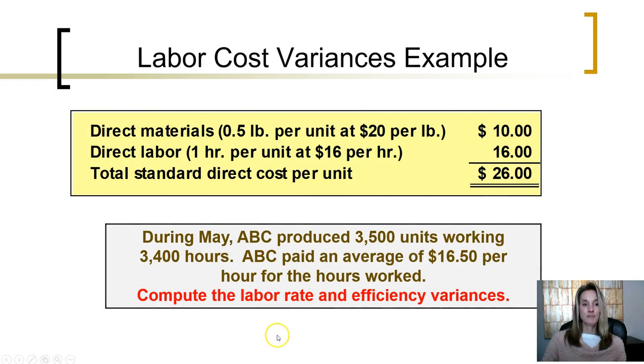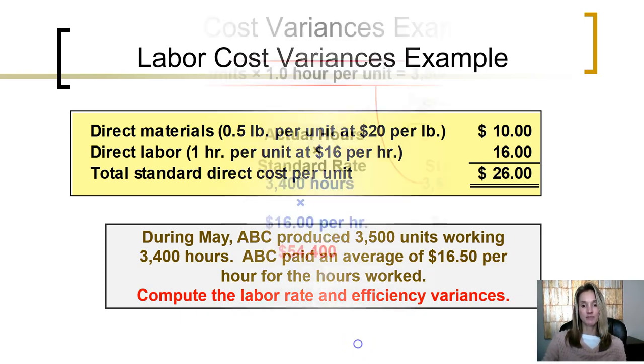So looking at an example, our standards for direct labor: say for each unit produced, we should use 1 hour of labor and pay $16 per hour. Total standard cost per unit produced for labor is $16. So during May, ABC produced 3,500 units and the workers worked 3,400 hours. ABC actually paid an average of $16.50 per hour for the labor worked. Let's compute the labor rate and efficiency variances.